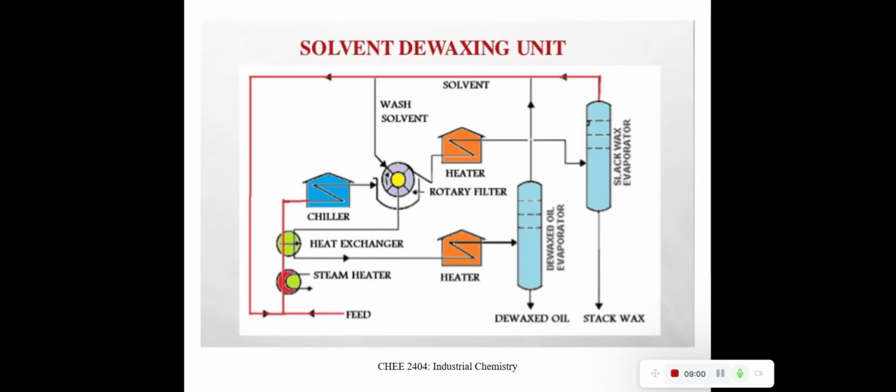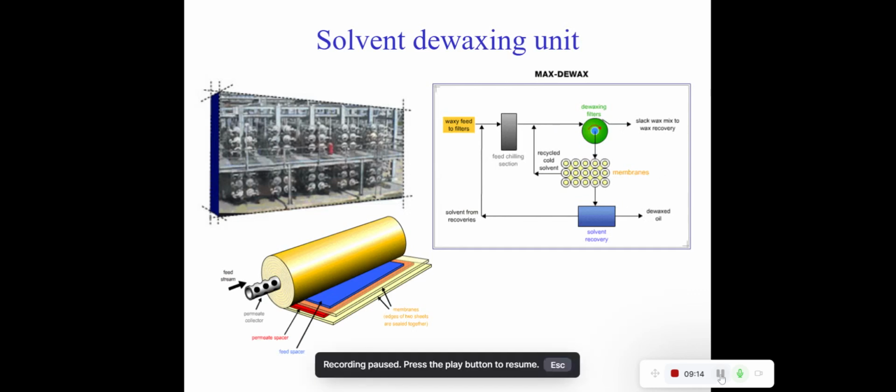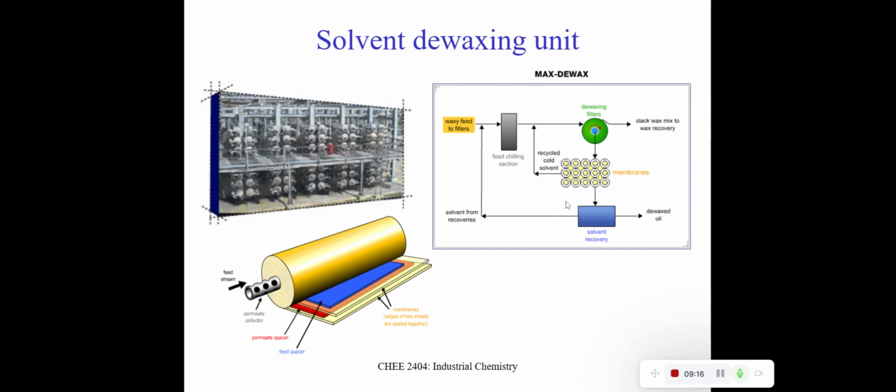and this is the process flow diagram. Right. Here we can see. Okay, in today's lecture, this is sufficient for the solvent dewaxing unit and solvent extraction.